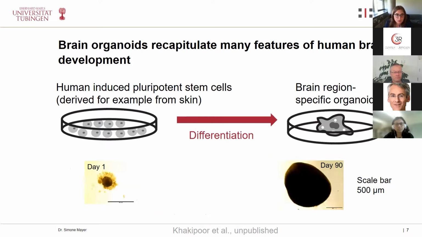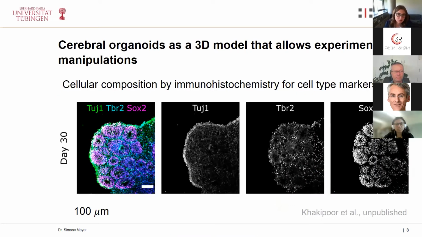You can see the workflow here. We use human induced pluripotent stem cells that can be, as I just mentioned, derived, for example, from skin. And in the lab, we can differentiate these cultures into brain region-specific organoids within several months. Here is a picture from day 1 of differentiation, when we basically have a collection of cells that's just a few hundred micrometers in size, to day 90, where we can have organoids that can be 3 to 5 millimeters in size. What is important for us as developmental neurobiologists is that the organoids recapitulate many of the hallmark features of human brain development. Here, for example, I'm showing you an immunostaining for different cell type markers.